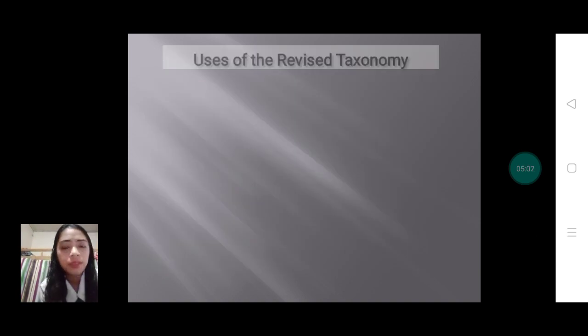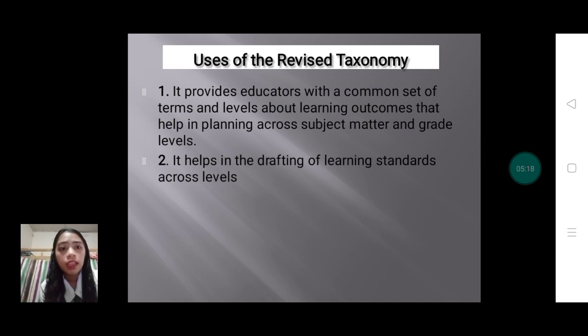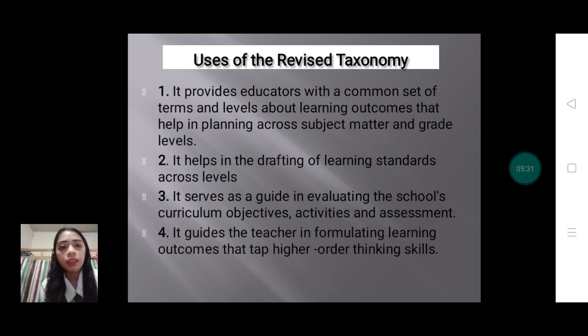So the next is, what are the uses of the revised taxonomy? First, it provides educators with a common set of terms and levels about learning outcomes that help in planning across subject matter and grade levels. Next, it helps in the drafting of learning standards across levels. Next, it serves as a guide for evaluating the school's curriculum objectives, activities, and assessment. Next, it guides the teacher in formulating learning outcomes that target higher order thinking skills.